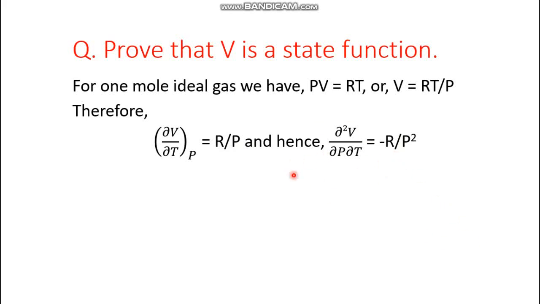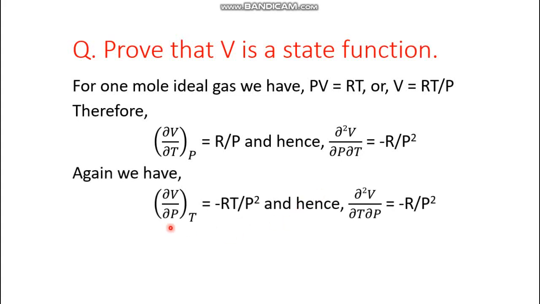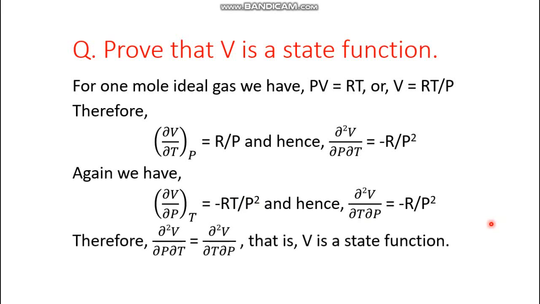Now let's change the path of operation. First differentiate with pressure, then differentiate with temperature. On differentiating with respect to pressure, firstly it gives minus RT by P squared, and on differentiation with respect to T for the second time, it gives the result minus R by P squared. So both results are the same. That means V is a state function.